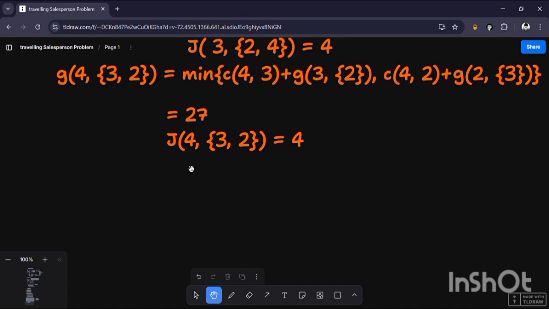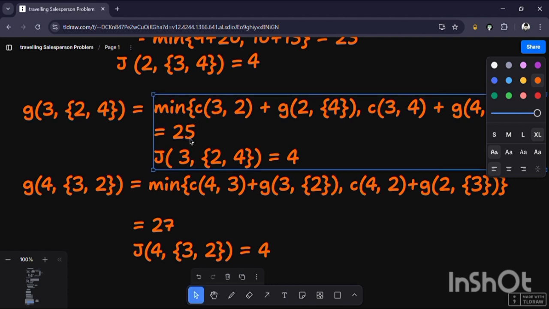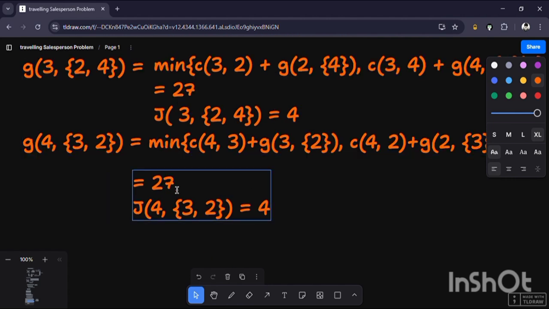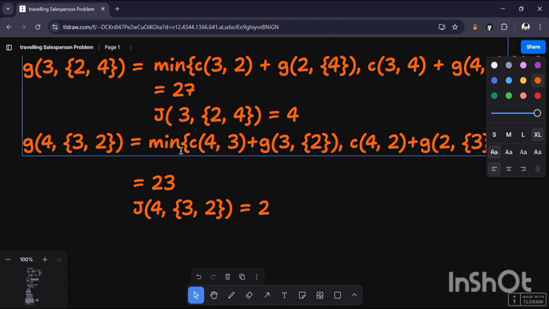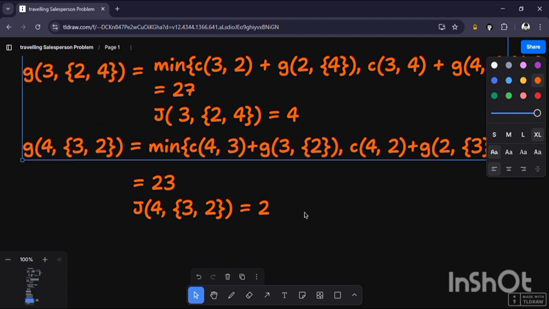Next, okay, so this value will be 27, instead of 25, it will be 27. I made a mistake, and this value will be 4, that's okay, and this will be 23, and this will be 2 for value k equal to 2. This is minimized, okay. So mod is equal to 2.